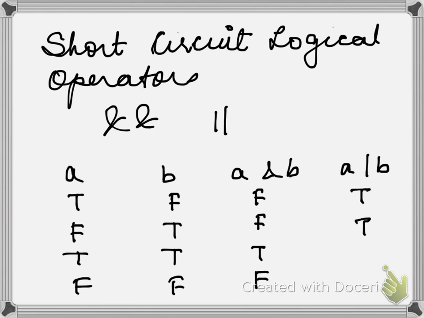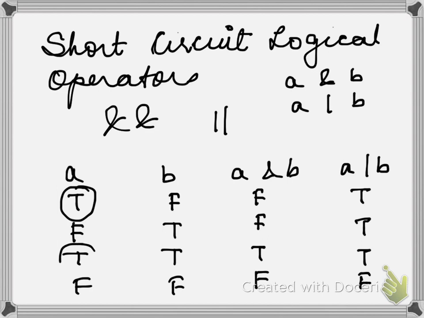This is true, this is true, and this is false. So here, if you see, if I write A and B or A or B, if you notice for and, if the first operand is true, the result is true. I don't need to check the second operand. Okay?